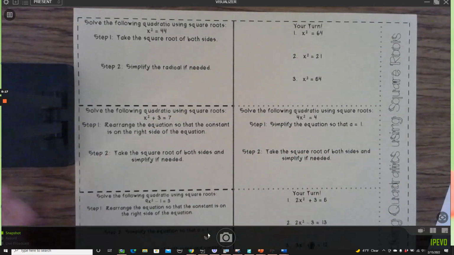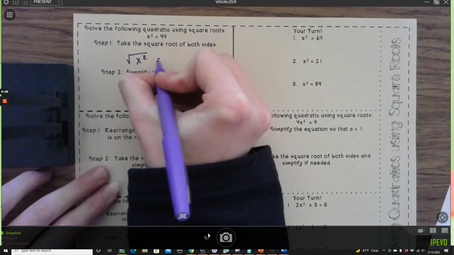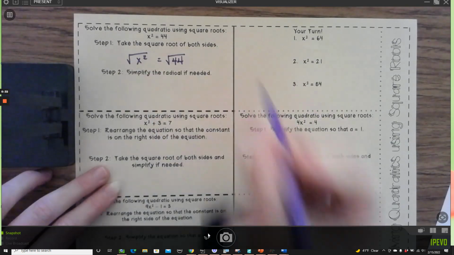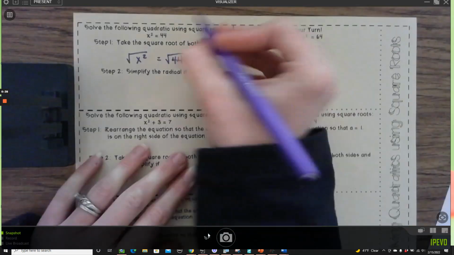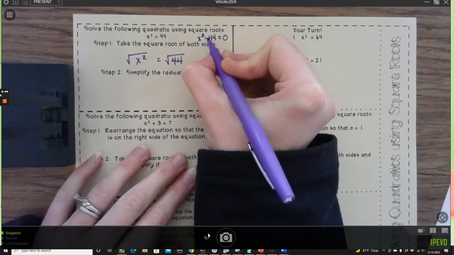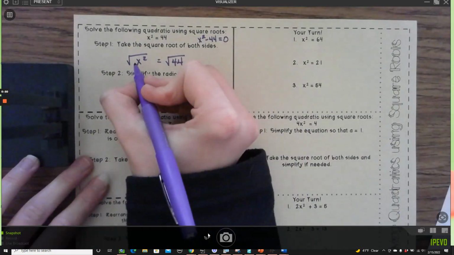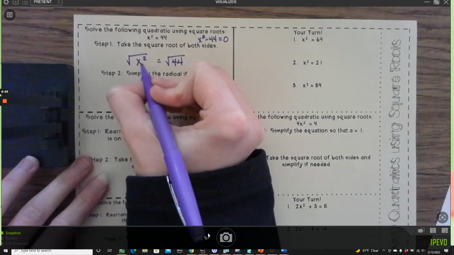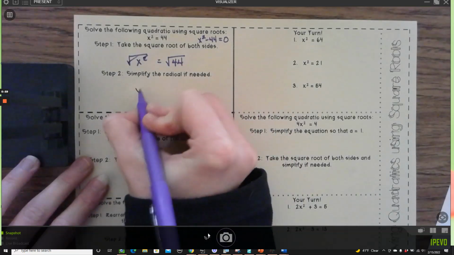All right, so the first one, a 1-step example. Solve the following quadratic using square roots. So what we're going to do is take the square root of both sides. So we're going to square root x squared, and that's equal to the square root of 44. These are just examples when you have a quadratic that's set up like this, or it could even be x squared minus 44 equals 0, and you can move just the constant to the other side of the equation. So when we square root an x squared, the square root and the exponent cancel each other, so we're left with x.